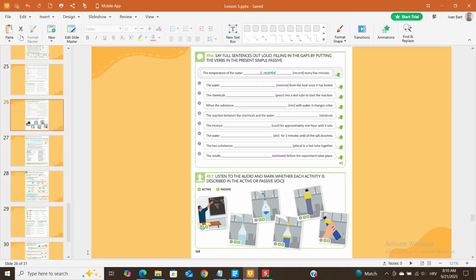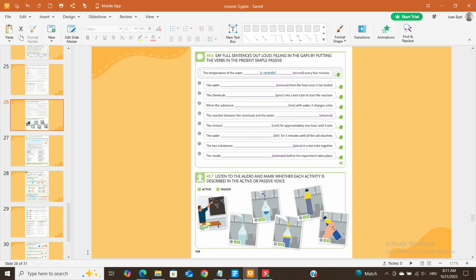(Observe). (Cool) for approximately 1 hour until it sets. The reaction between the chemicals and the water. The mixture. The water. The two substances. The results. (Stir) for 5 minutes until all the salt dissolves. (Place) in a test tube together. (Estimate) before the experiment takes place.